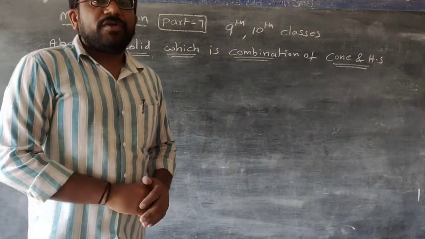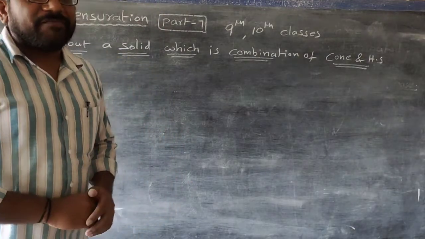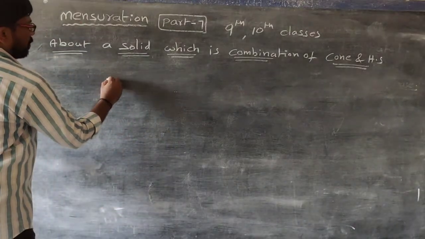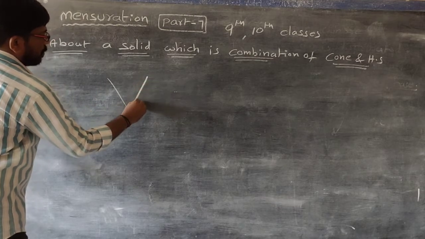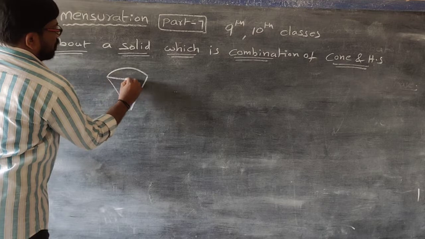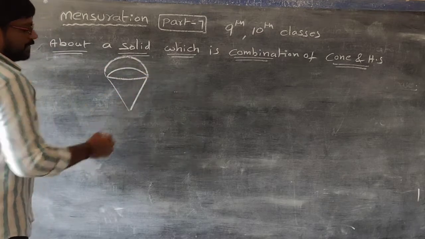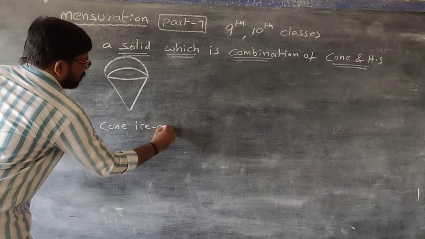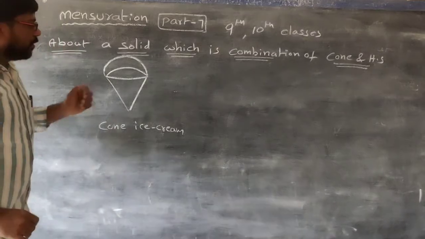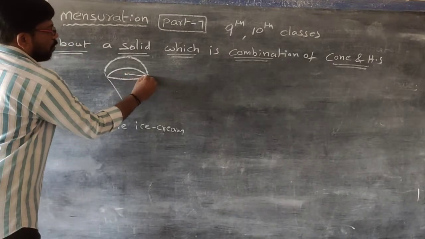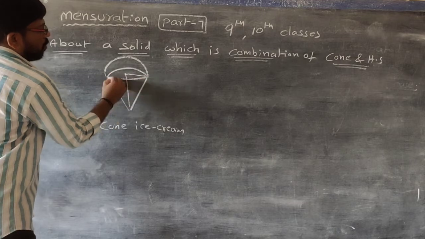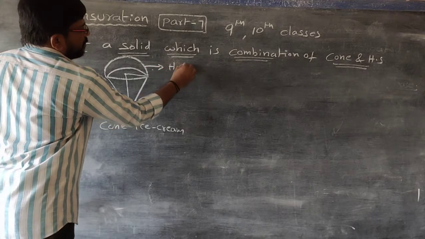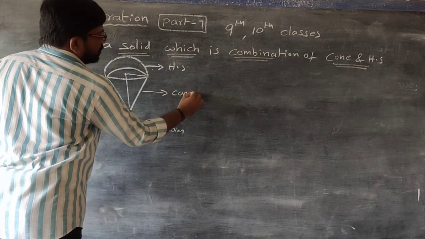In our daily life we see cone ice creams and toys every day. See, this is a cone ice cream. It is a combination of a cone and a hemispherical top. So it is a hemisphere and it is a cone.